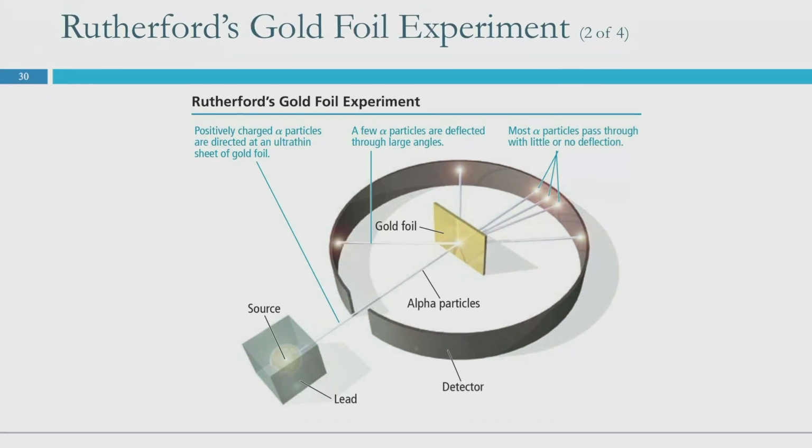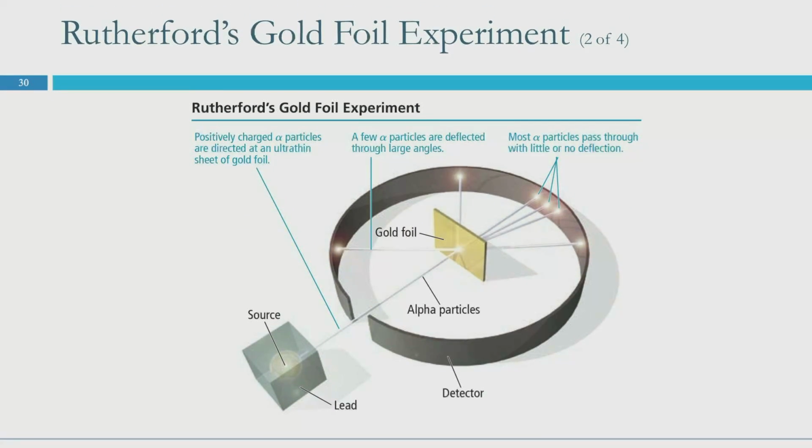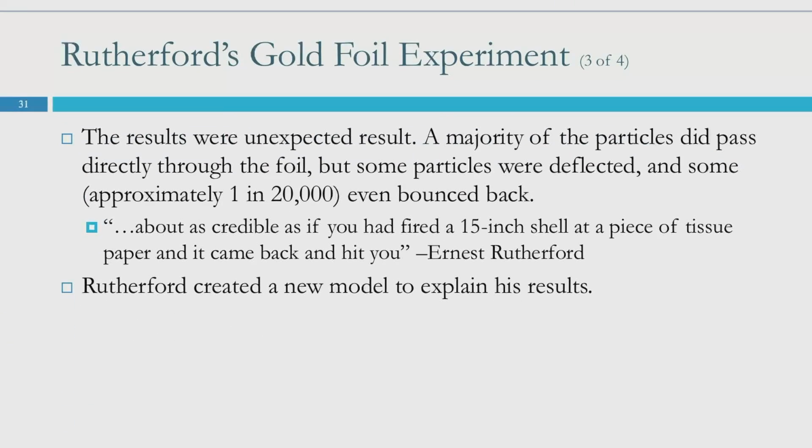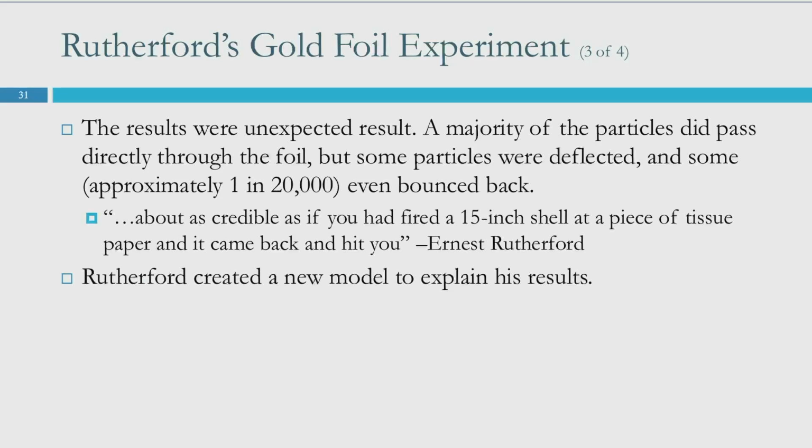So this is what the experiment looked like, one conceptualization. A lead block with an alpha particle source in the middle to direct this beam of alpha particles at the really thin gold foil. And what he saw was that most of the alpha particles passed through, pretty much just straight through like expected. However, some of them deflected off to the sides, some of them even deflected back, which was not at all what was expected. So these are incredibly unexpected results. 1 in 20,000 apparently bounced back.